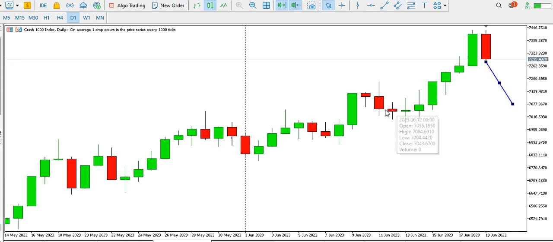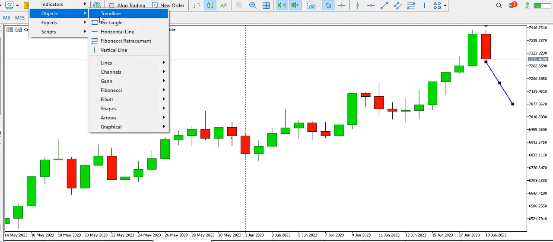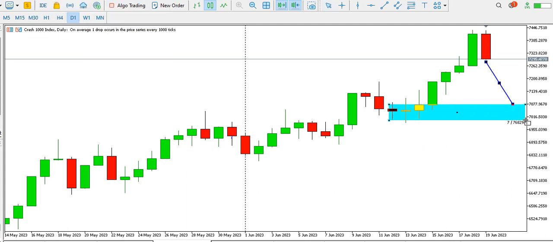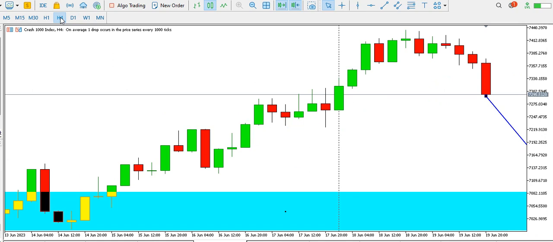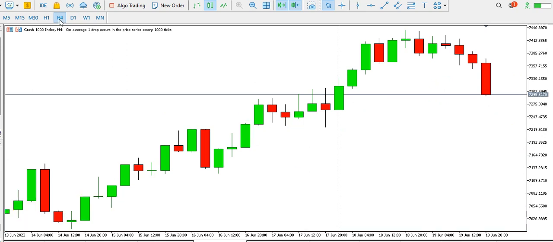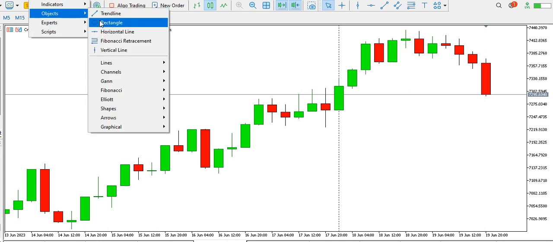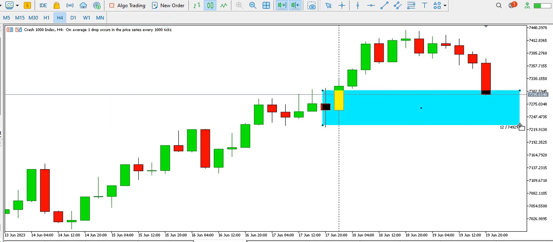We have this particular order block that might serve as our demand level for price to rise. On the 4-hour time frame for Crash 1000 index, price is forming a top. Although price is currently at this particular order block, we might expect price to find some level of demand around here.